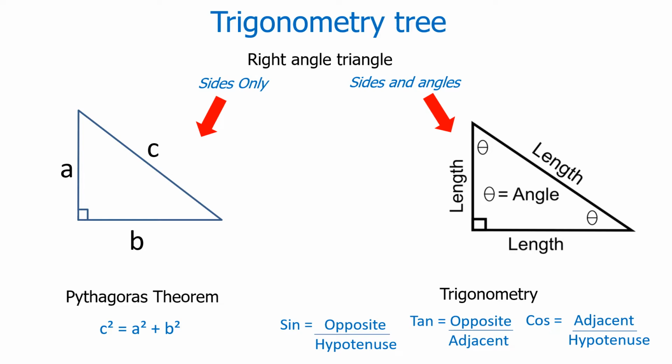Which formula do I use to solve my triangle? When I say solve a triangle, I mean find the missing information or complete a triangle. For example, does my triangle have 2 of the 3 lengths and I need to find the third? I'll use Pythagoras Theorem. Or does my triangle have 1 length and 1 angle, or 2 lengths and I need to find an angle? Then I use trigonometry.